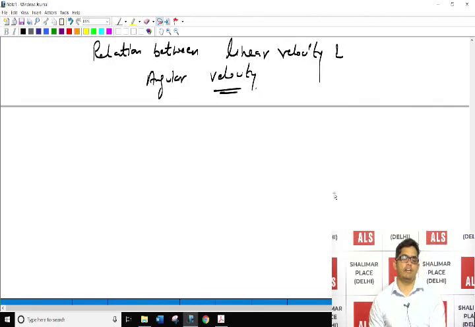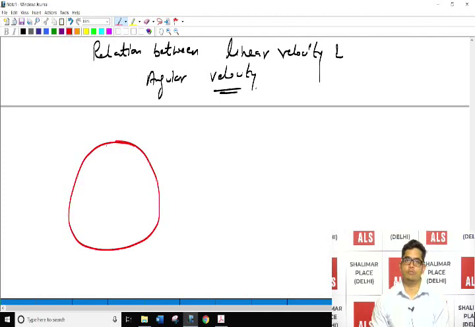Relation between linear velocity and angular velocity. Okay, very simple. So let's talk about if there is some circular motion going on. The body moved from A to B, and this is the angular displacement in that motion.